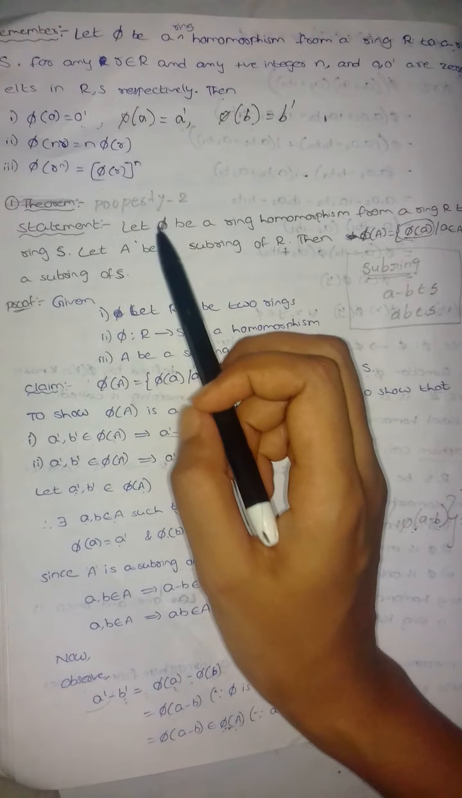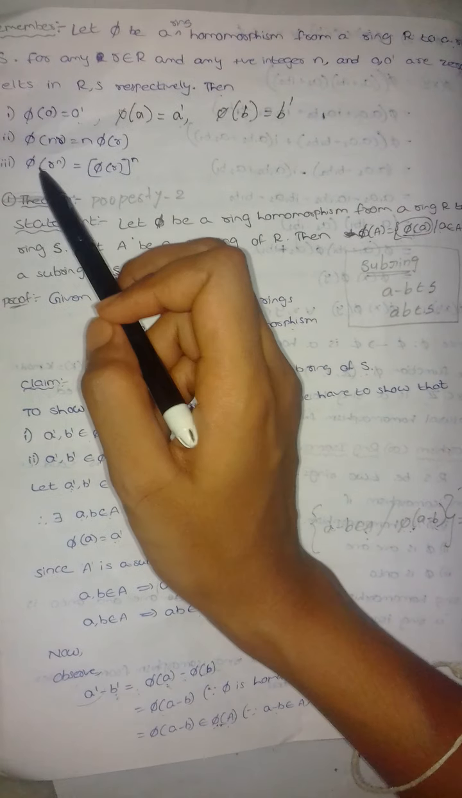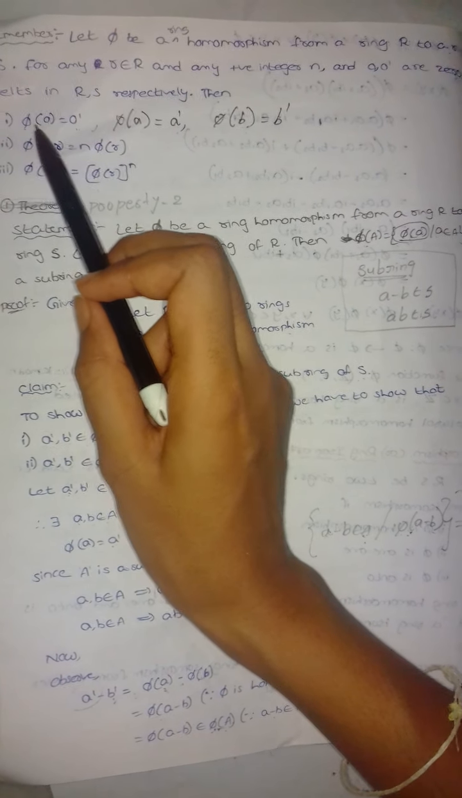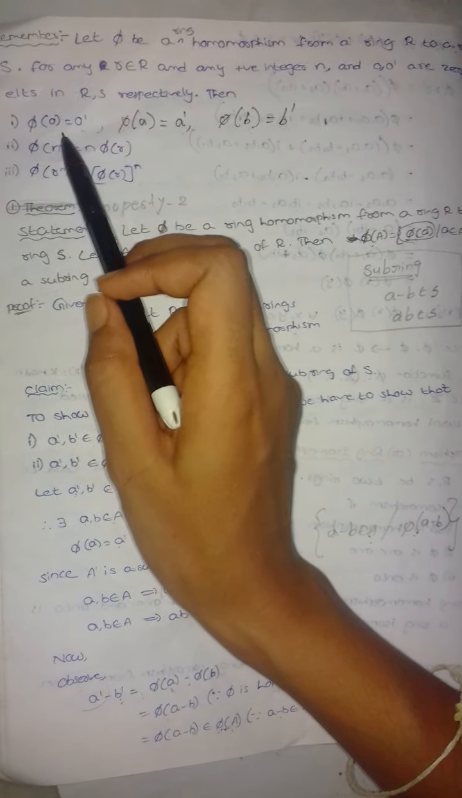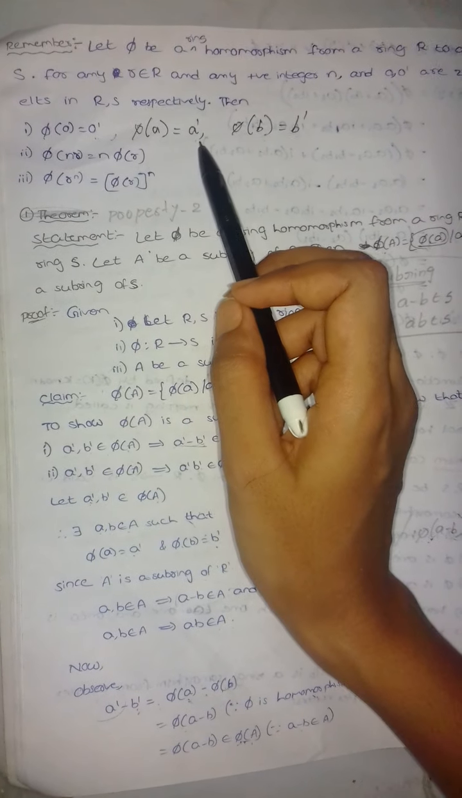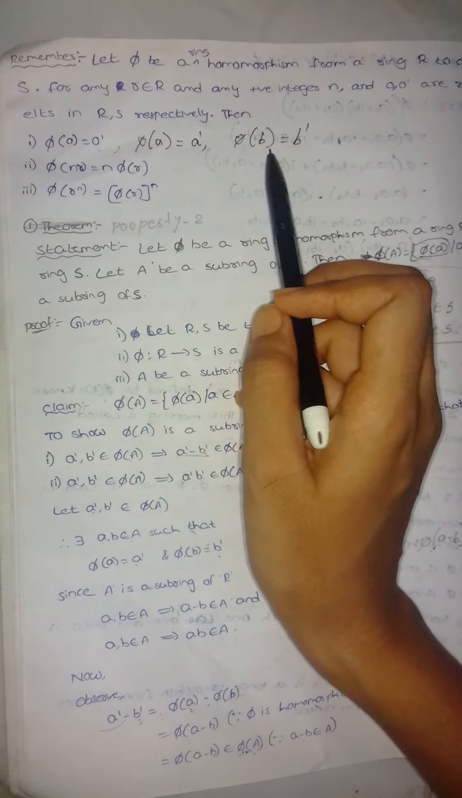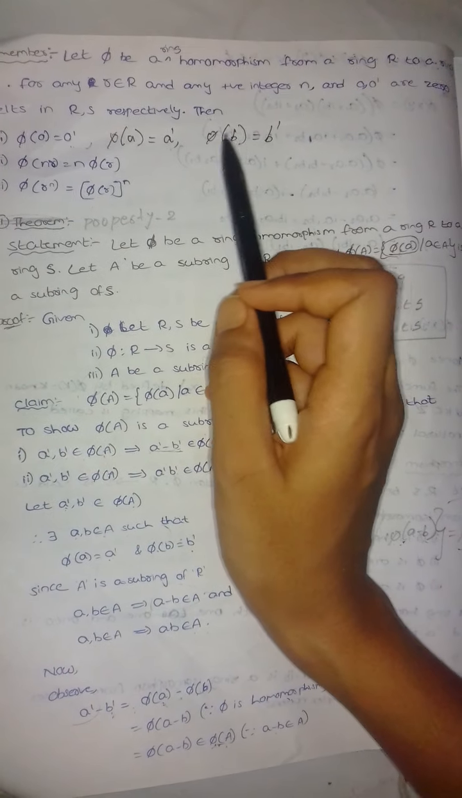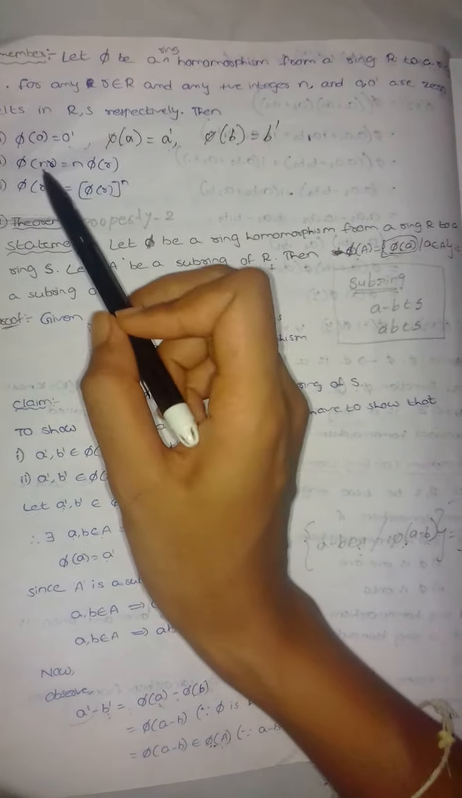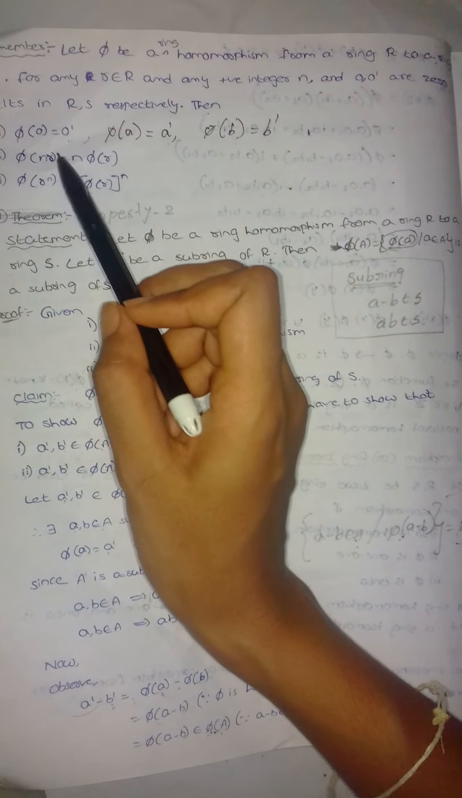Next, property 2. Before starting this property, we should know the properties. Other properties also: pi of 0 equals 0 dash. If it is pi of A, we can write it as A dash. If it is pi of B, we can write it as B dash, pi of B equals B dash. These properties we have already proved in property 1.